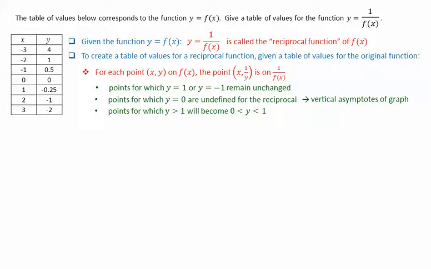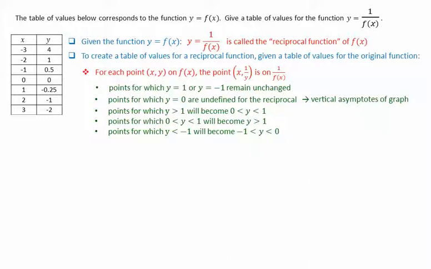Points for which y is greater than 1 will correspond to values of 0 to 1 for y on the reciprocal graph. Points that are between 0 and 1 for y on the original graph will have y greater than 1 for the reciprocal.